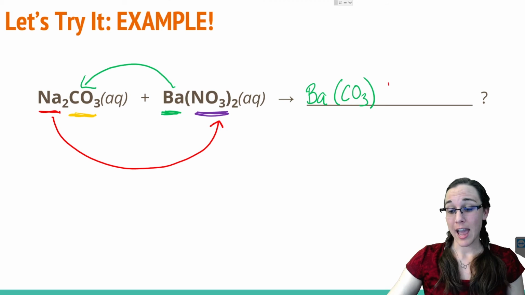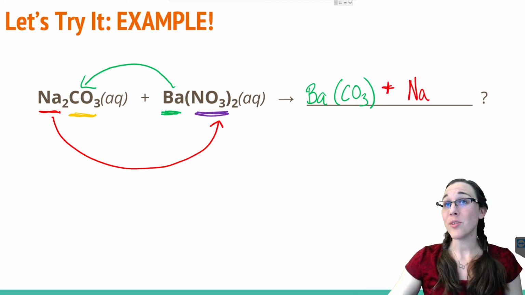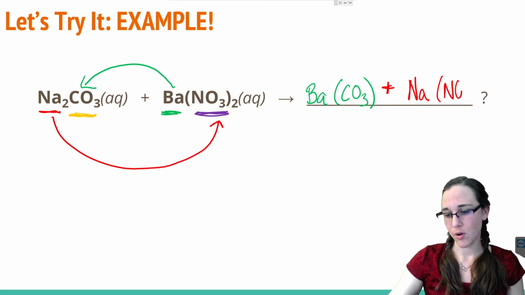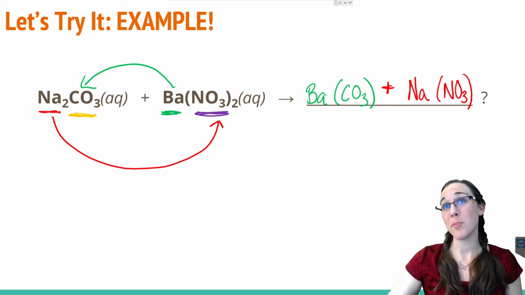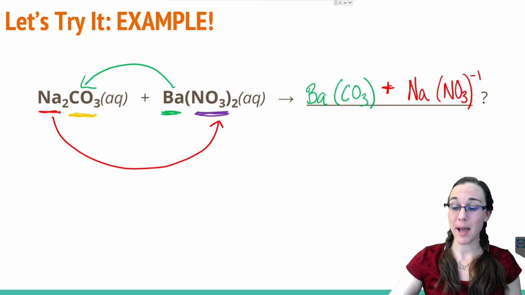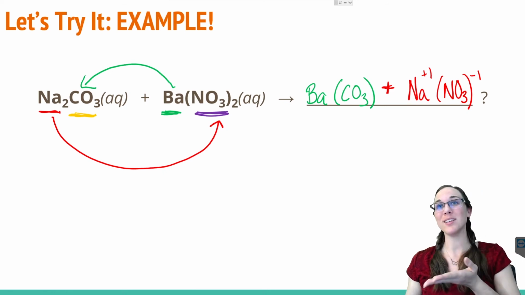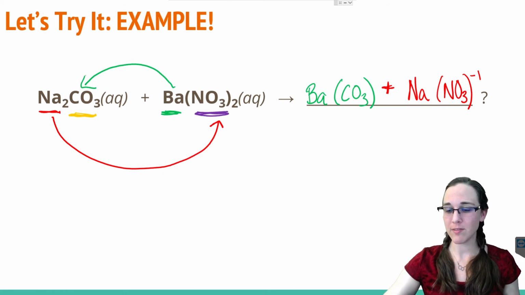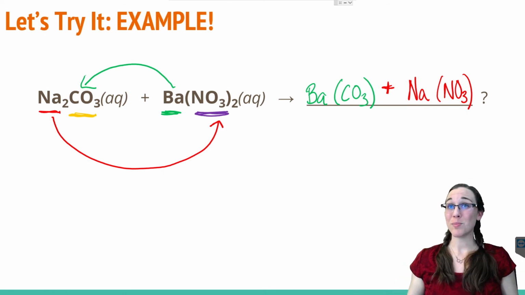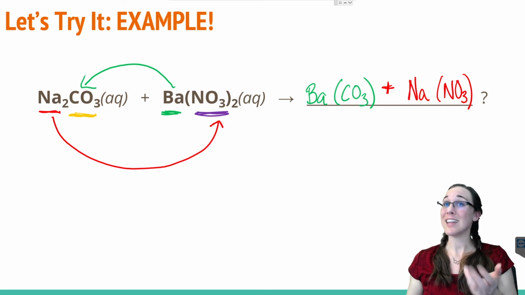And then we have also Na is now going to pair up with NO3. That's our nitrate, NO3. Now, nitrate from the polyatomic ions list has a minus 1 charge, and sodium from your periodic table has a plus 1 charge. Convenient in that 1 minus 1 gives us 0, so we don't even have to do drop and swap here. We have predicted the products to be barium carbonate and sodium nitrate.